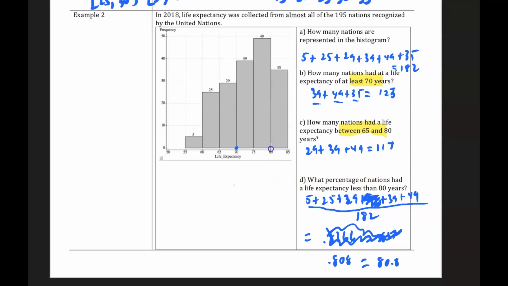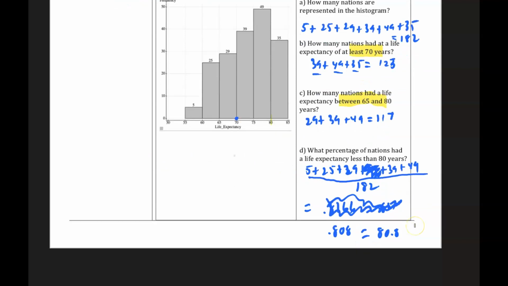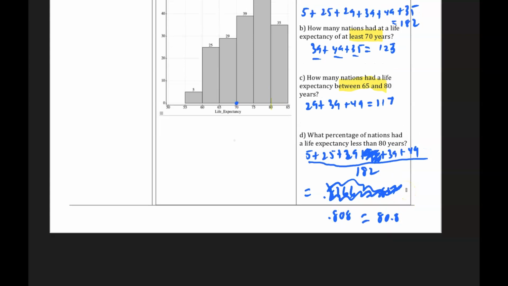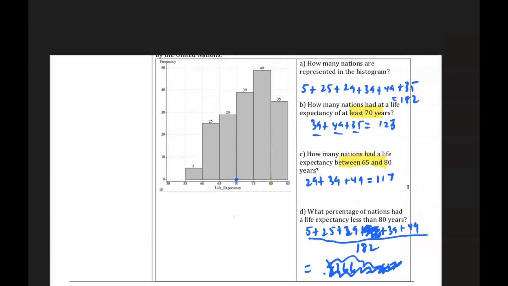And then what percentage of nations had a life expectancy less than 80? Here's your 80, and you're not going to count the 35. You're only going to count everything less than 80. And then you divide that by 182. You get a relative frequency, 0.808, which turns into 80.8% of the countries, right?